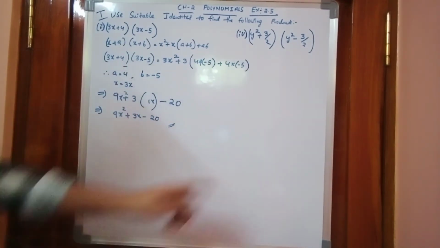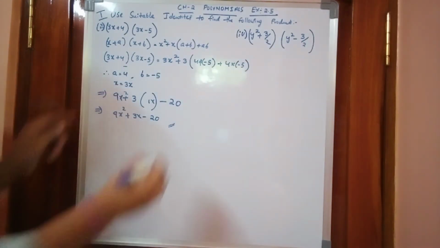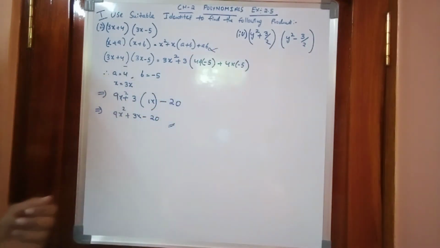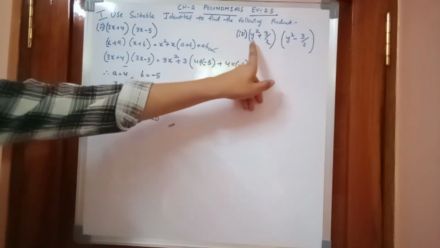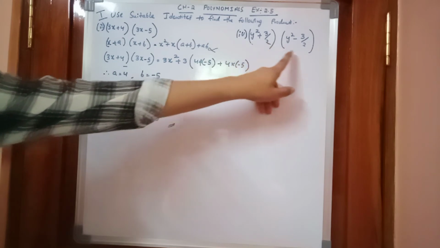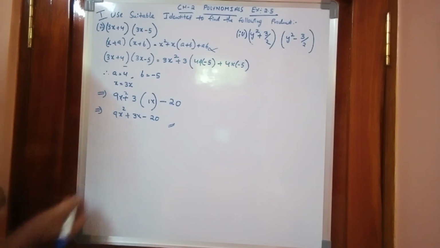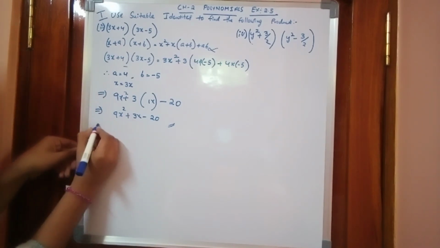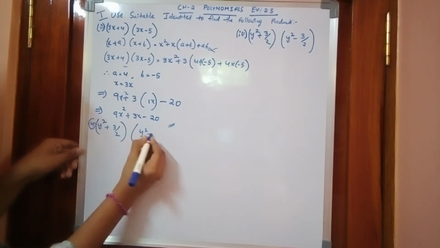Coming to the fourth one, (y square plus 3 by 2)(y square minus 3 by 2). Here we cannot use the previous formula. We have to use the a square minus b square formula, because they are in plus and minus form, the variable is the same and the constant is also the same.